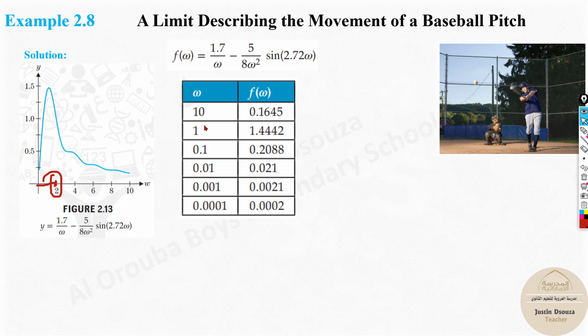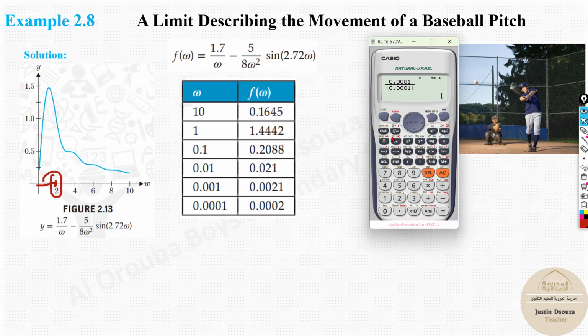This is a simple graph. There's nothing to it. All you do is substitute the omega values, the rotational speed. Maybe it's considered to be 10. I'll do one value quickly. Omega is 10: 10 divided by 10 minus 5 divided by 8 into 10 squared, and whatever you consider must be the same throughout, into sine of 2.72 into, again, 10, close the bracket. My mode is already in radians, so I should get the correct answer.